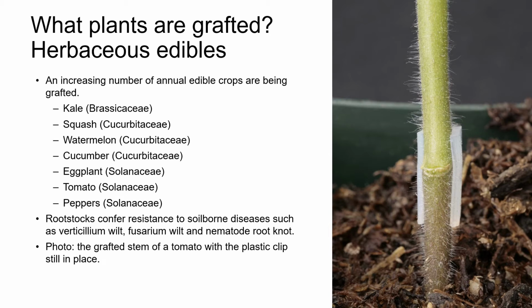An increasing number of annual edible crops are also being grafted, especially plants in the brassica, nightshade, and cucurbit families. Examples include kale, squash, watermelon, cucumber, eggplant, tomato, and peppers. The rootstocks confer resistance to soil-borne diseases such as verticillium wilt, fusarium wilt, and nematode root knot.